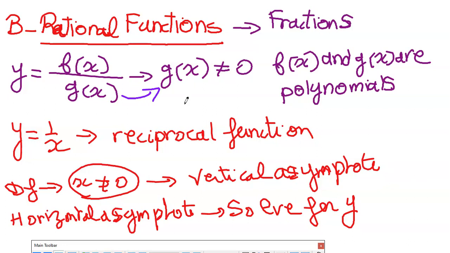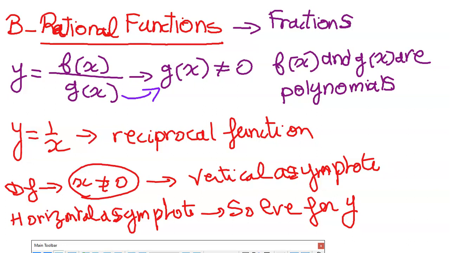So the numerator and the denominator of the rational function are polynomials. Polynomials, what does it mean? It could be degree 2, degree 1, degree 3. It could be a constant. You know that a x^n plus b x^(n-1), and it goes on till plus c. Now we will do first the reciprocal function.